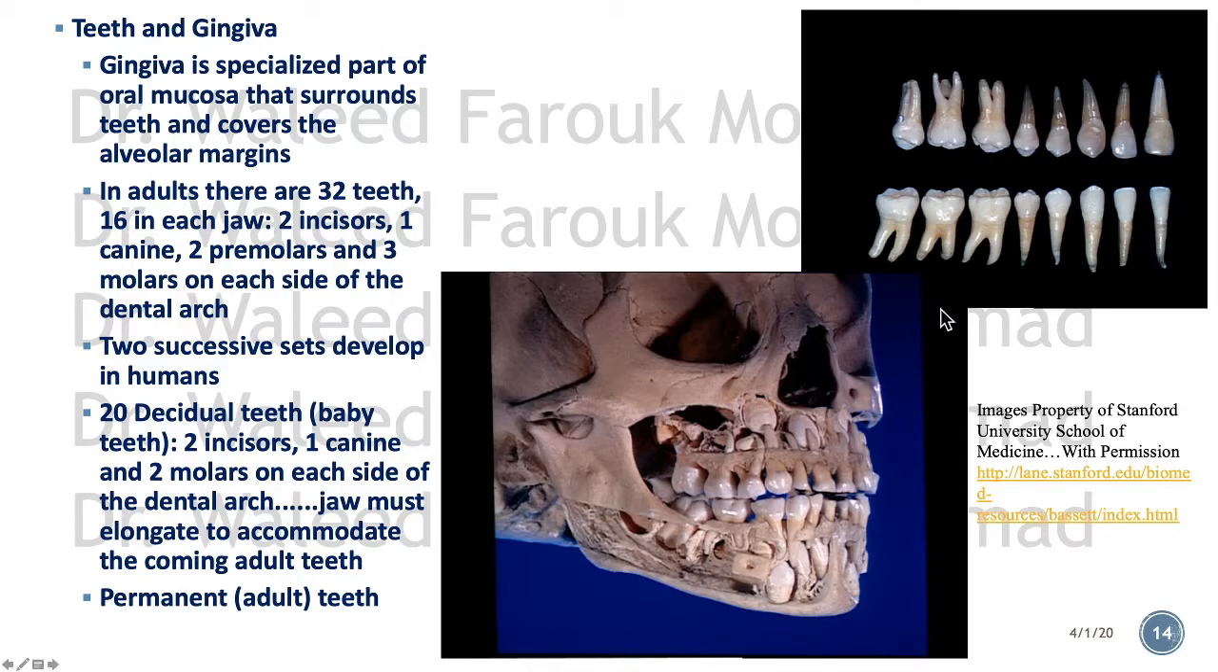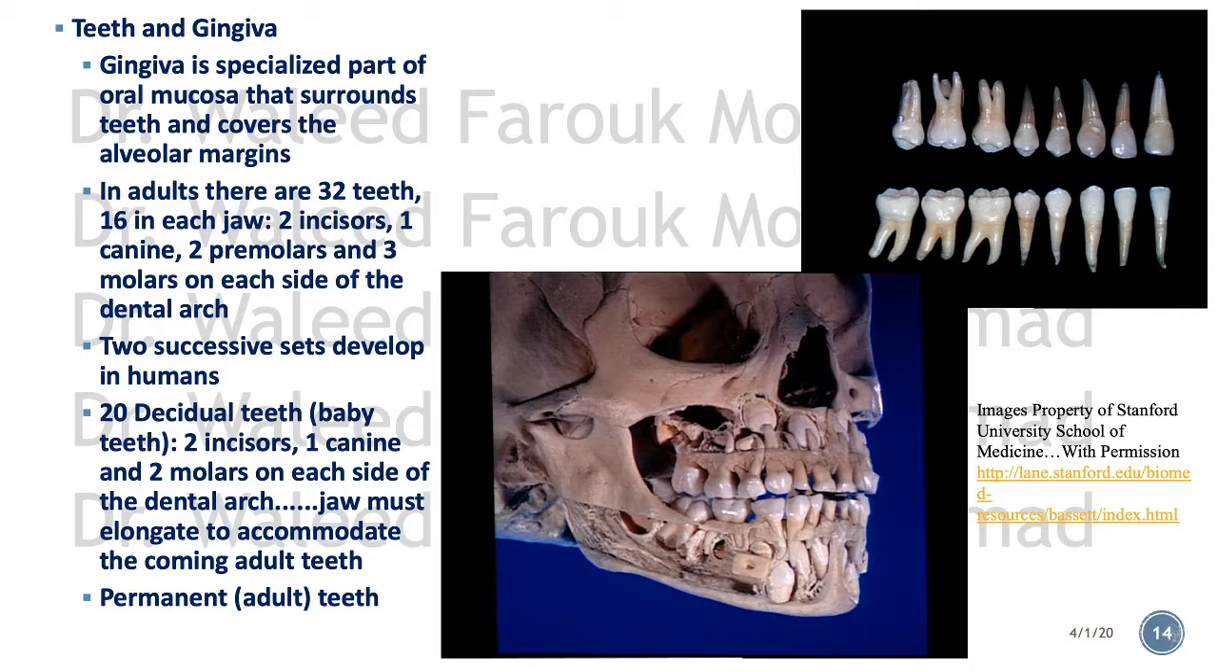They consist of 2 incisors, 1 canine, 2 premolars, and 3 molars. Now, in human beings, they have two sets of teeth: the decidual teeth and the adult teeth. Decidual, baby teeth. They are less in number because the jaw is smaller in size and length. They have two incisors, one canine, and two molars. That's it. So if you count this, 5 in each quadrant means 20 teeth.